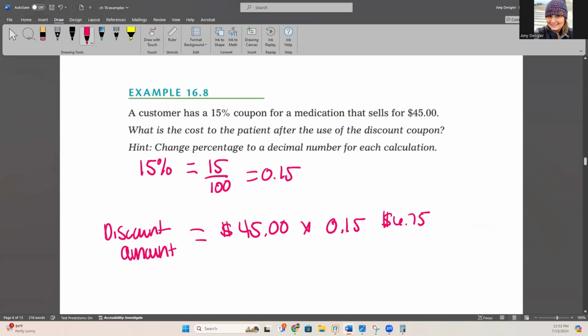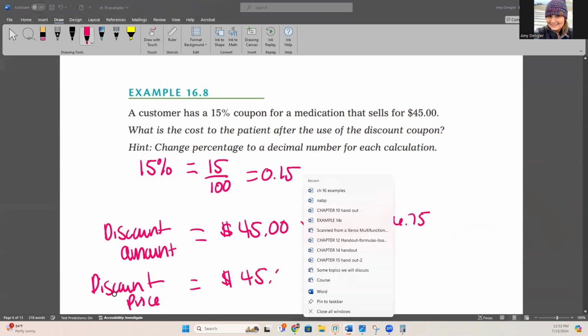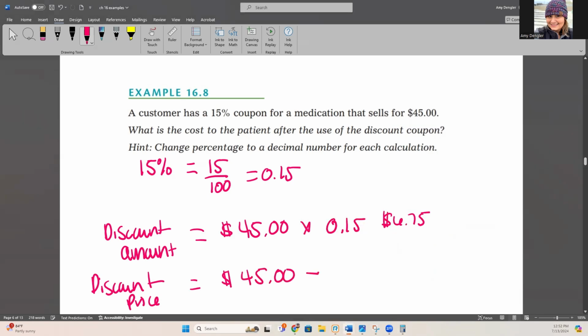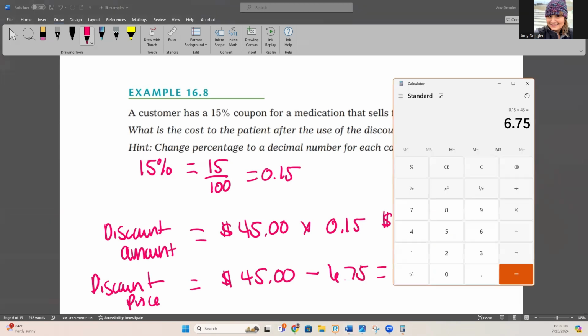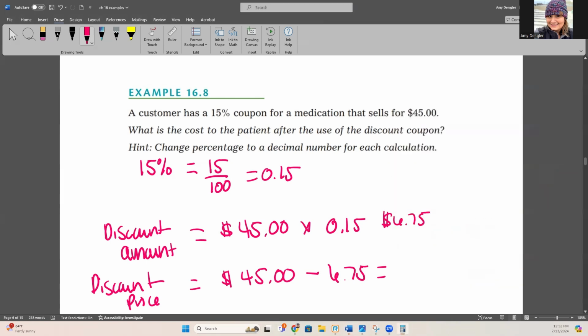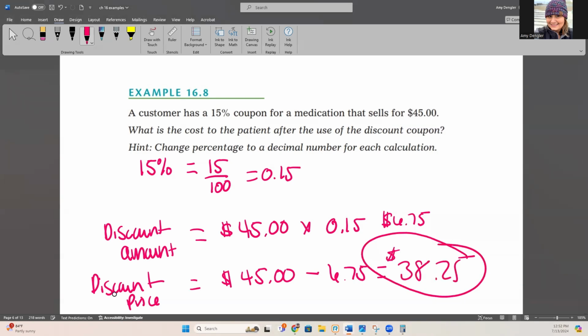Which gives us $6.75. And then we can find the discount price by doing $45 minus $6.75. So $45 minus $6.75 gives us $38.25. That is the discount price.